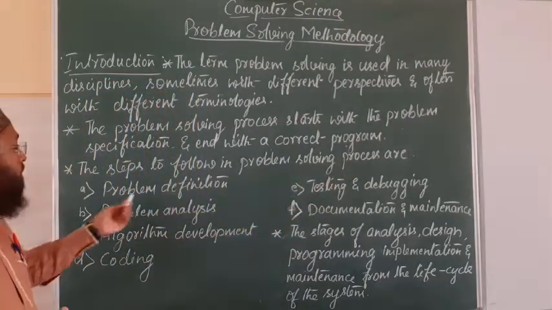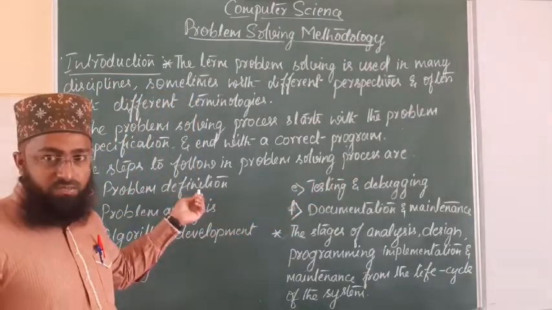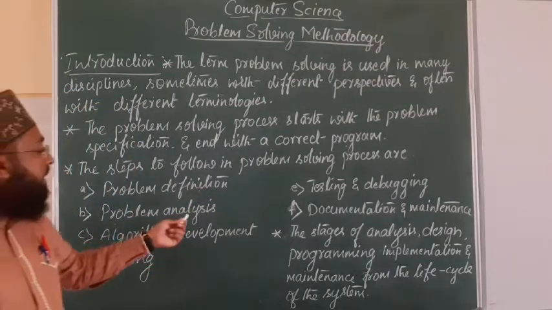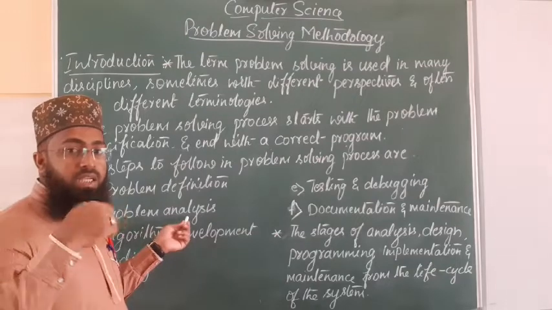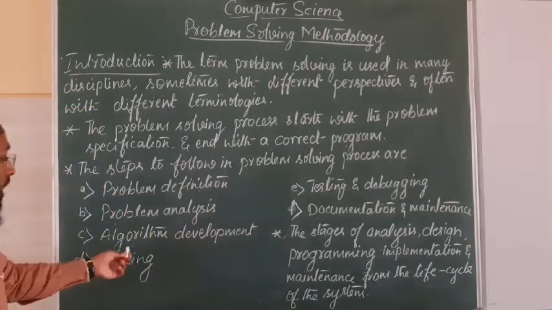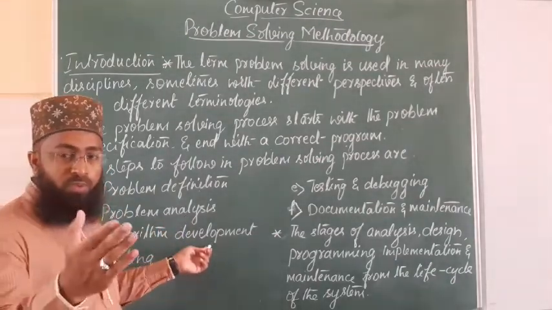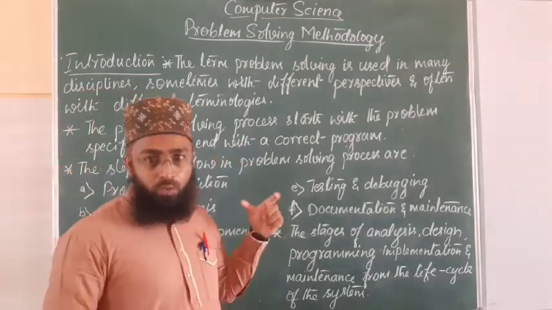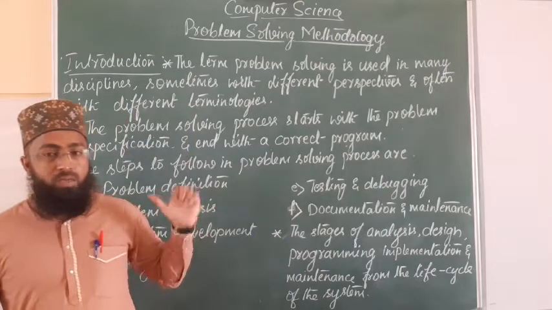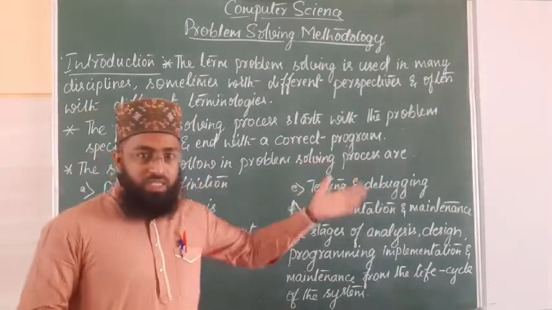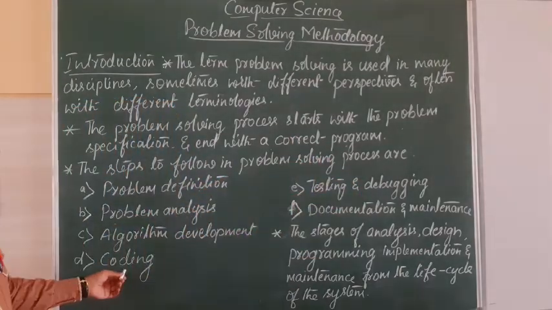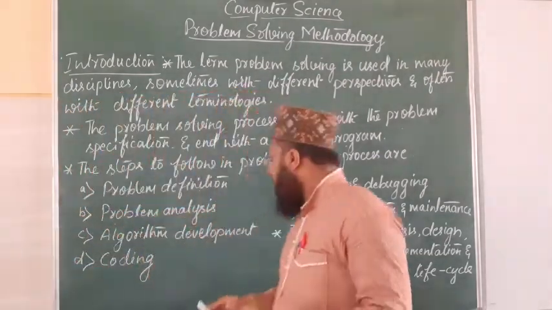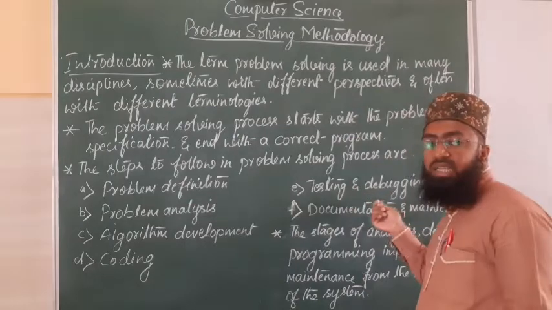The first is problem definition. We need to understand the definition of the problem. Next is problem analysis. We need to analyze the problem. Next, algorithm development. Before solving the problem, we need to prepare an algorithm for that problem. Regarding algorithms and problems, we will discuss later in the same chapter. Then coding, where we need to write the exact code. After that, testing and debugging.